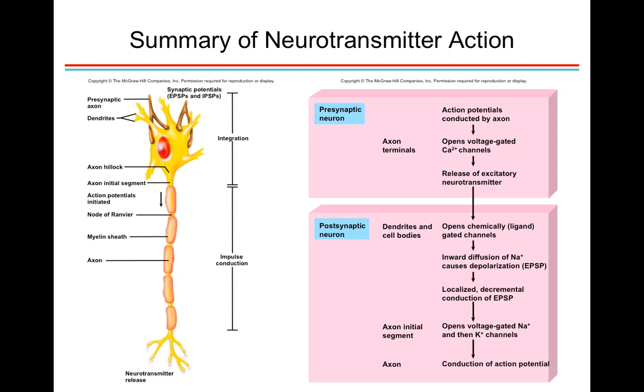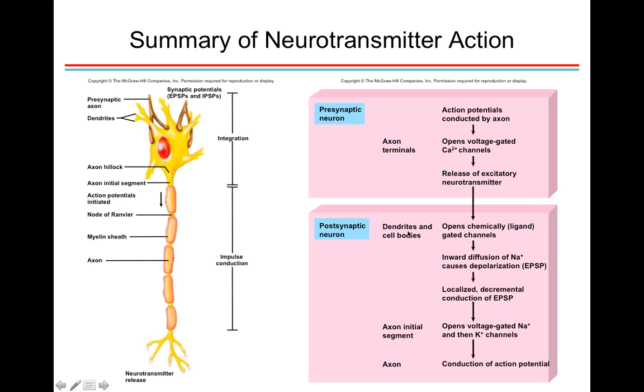So I just want to summarize the neurotransmitter action. We have the presynaptic neuron and a postsynaptic neuron. The presynaptic neuron is the one that's going to be releasing a neurotransmitter. It's going to have an action potential traveling down the axon. This is going to lead to the opening of voltage-gated calcium channels. Calcium will bind that special protein that helps vesicles perform exocytosis. That'll result in the release of neurotransmitter into the synapse.